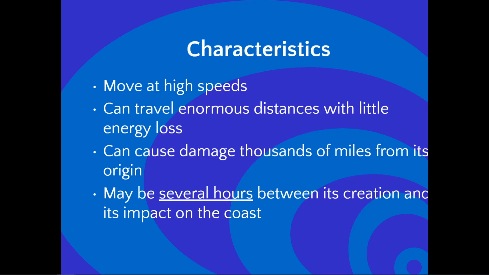All right, so characteristics of tsunamis. So just some of this we've already mentioned. So they move at very high speeds. They can travel enormous distances with very little energy loss. So in other words, if the tsunami started at Hawaii, more than likely it's still going to be big enough to cause damage when it crosses the ocean and hits California, or even Japan, which is on the other side of the world. So this can cause damage thousands of miles from its origin.